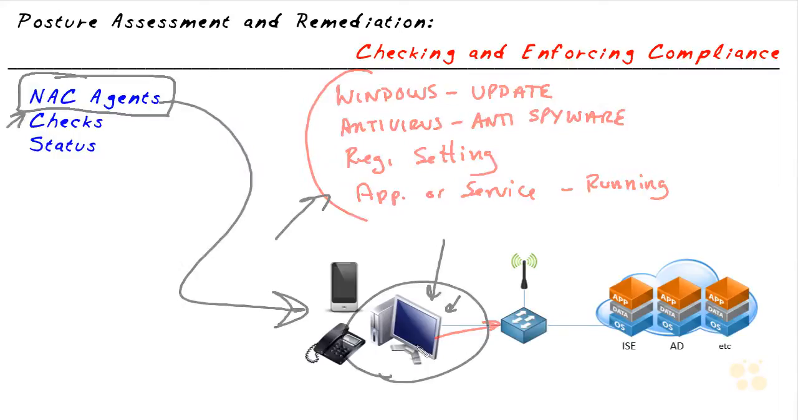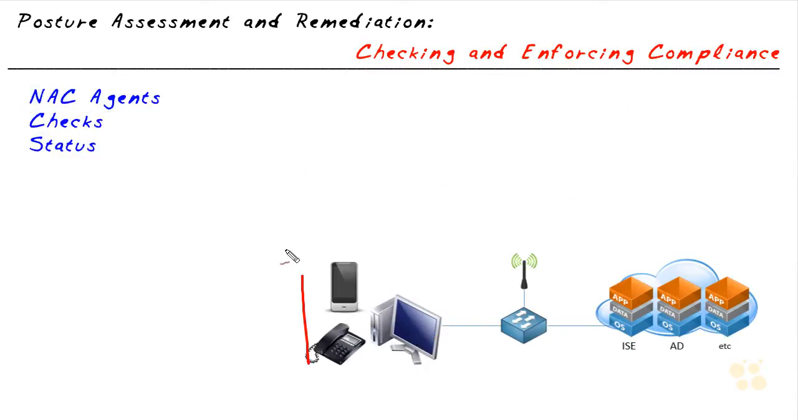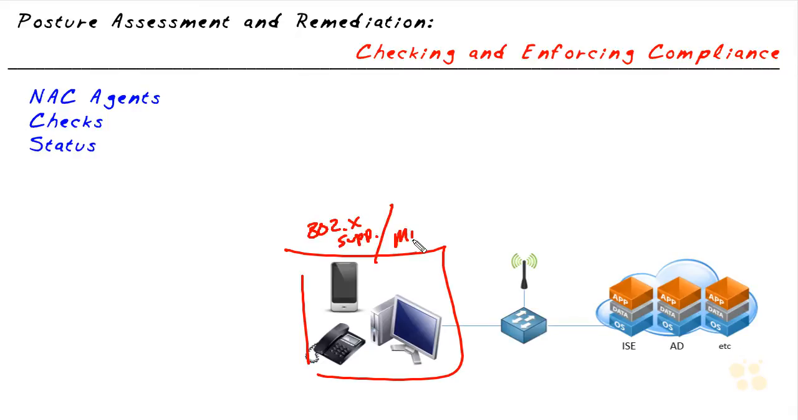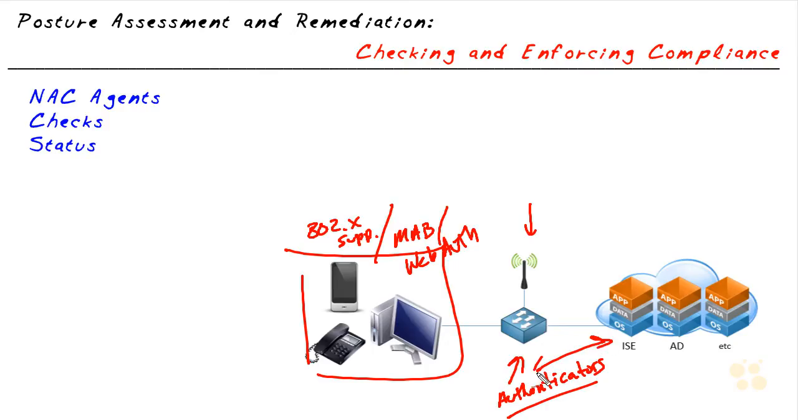So in the big picture, we have these devices that are trying to get access to the network. They may have an 802.1x supplicant, or we might be using MAC authentication bypass, or we might be using web authentication. Here at this switch, and this also applies to wireless as well, we have our authenticators. And the authenticators have a relationship with the ISE server, which is acting as our AAA authentication server.